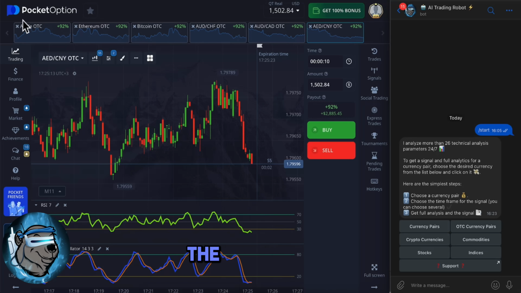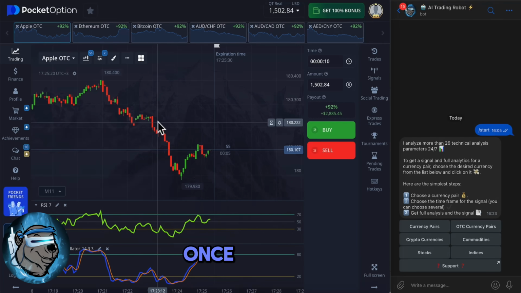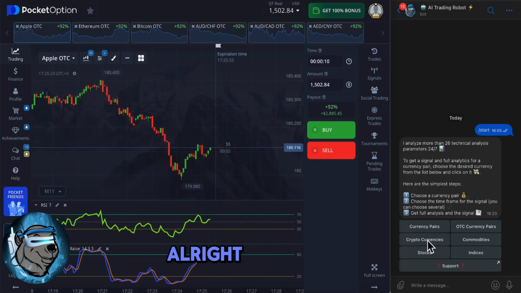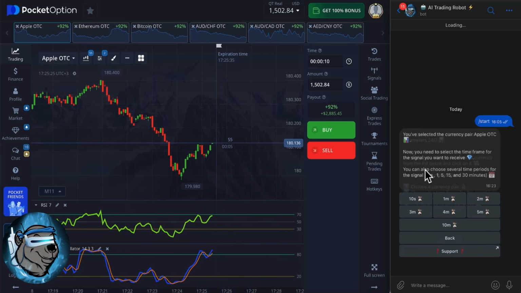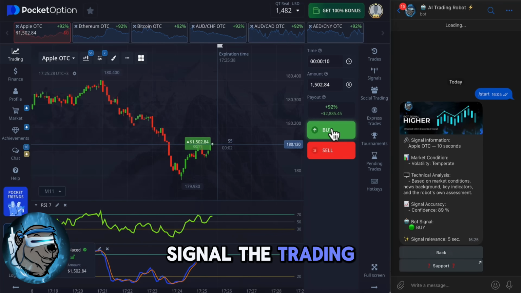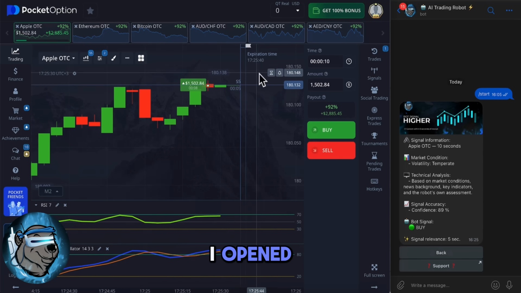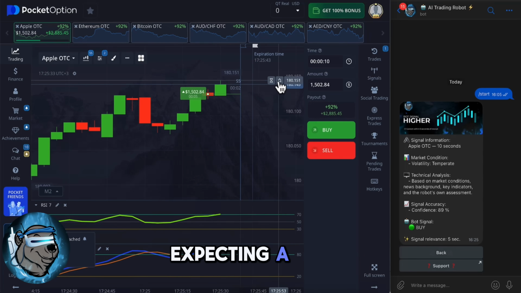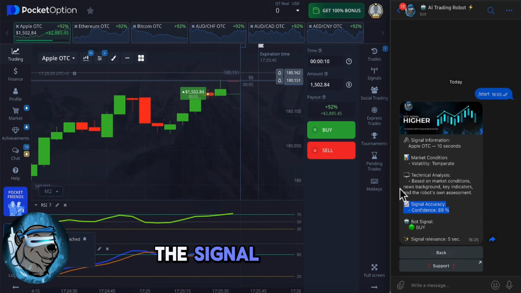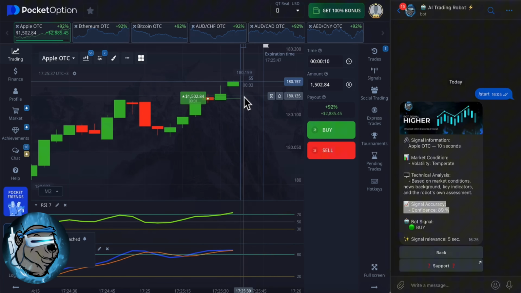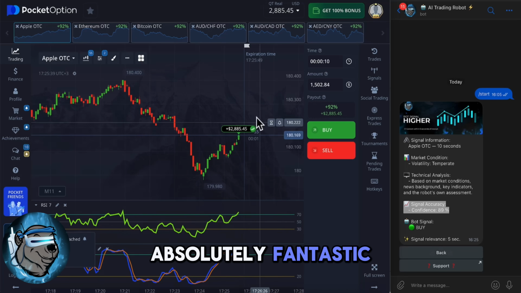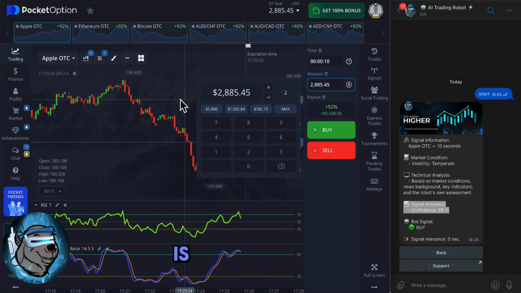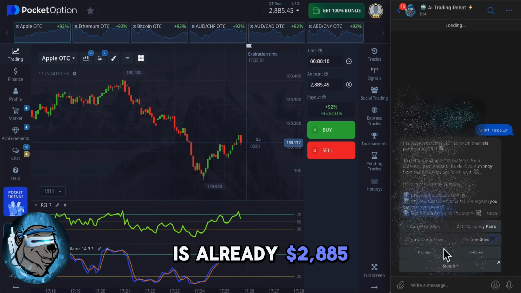And now I'm moving on to the next asset. Once again, it's going to be Apple. Alright, I'm finding this asset. A 10-second signal. The trading robot told me to buy. I opened a buy trade after the signal, expecting a good price increase here. The signal accuracy is 89%. The accuracy is absolutely fantastic. And as a result, my balance is already $2,885.